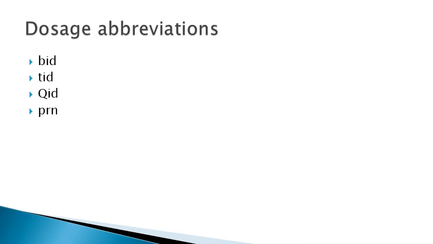Here are some dosage abbreviations, and there are going to be some other abbreviations I'm going to have posted on the page and the chart that I want you to know. These just refer to dosage abbreviations. So, BID is twice a day, TID is 3 times, QID is 4 times, and PRN is as needed. Again, make sure you look at the other abbreviations that I'll have posted, because you'll be responsible for knowing those as well.